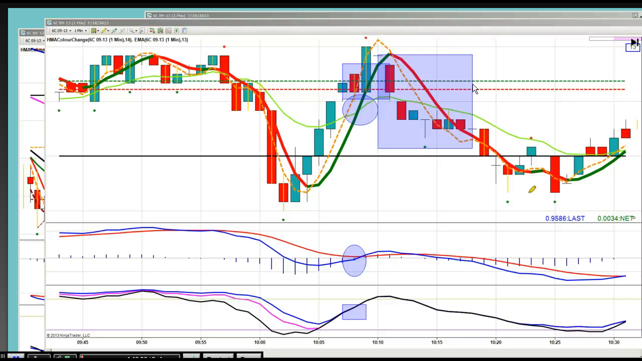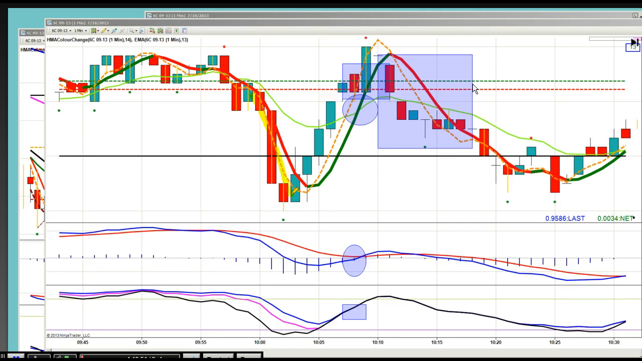Does the HMA count as one of the 3 moving averages? No, it is a moving average. It's called a Hull Moving Average, so it's a type of moving average. However, it's not the same average as the EMA and the SMAs. It's not the same moving average calculation. It's a different one. So you'll notice that it really follows the price more.